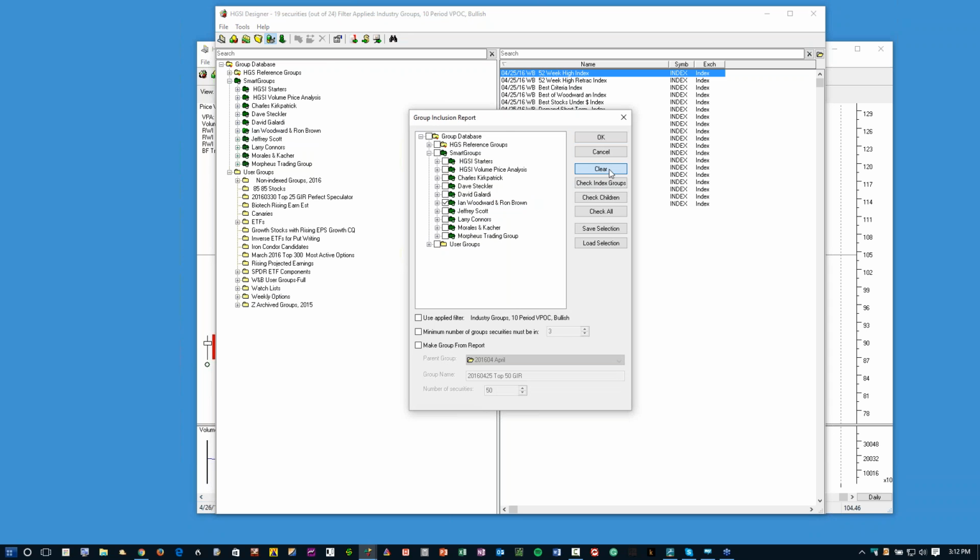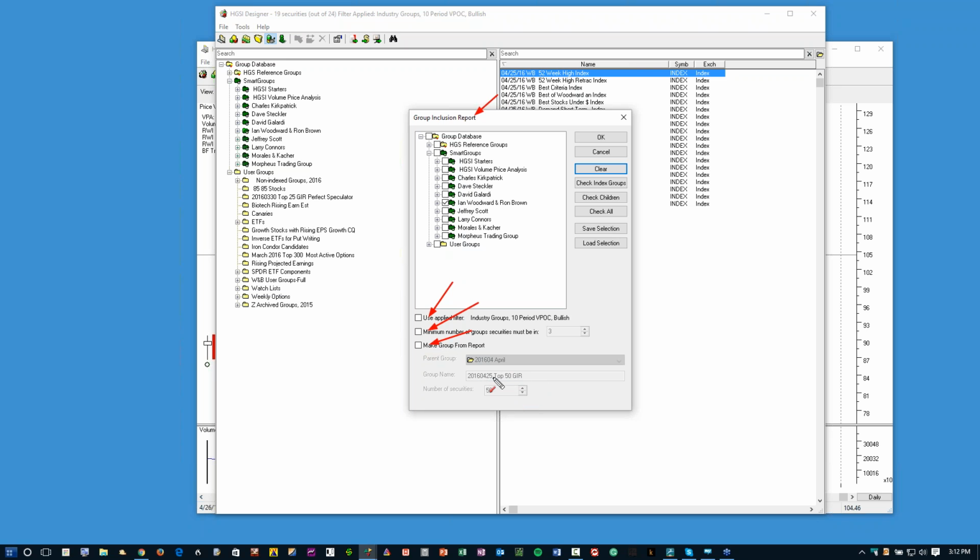I'm going to clear this, but before I clear it, I want to point out a few things. This is the report, and we have these options. We can apply a filter to this list of stocks as we generate it. We can require a minimum number of groups for these stocks to be in, and then we can make a group from the report. And every day I make that list.